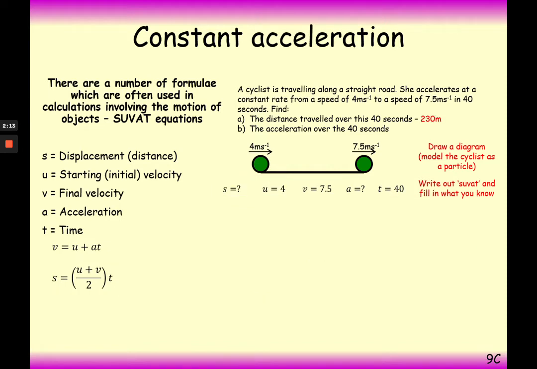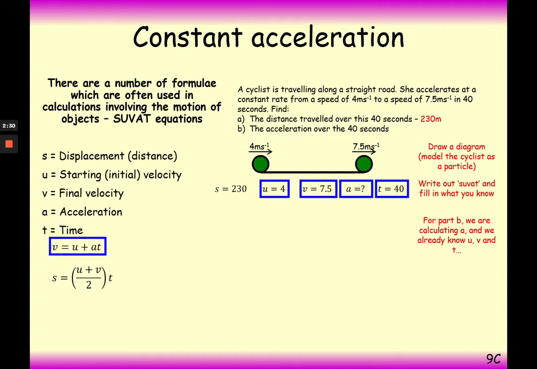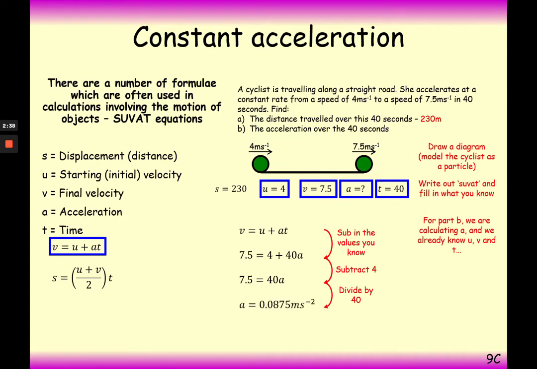We'll look at an example where that's more complicated later on. Then to find the acceleration, we're going to use the other SUVAT equation. We can put in the value of S we've got now, which is 230, although we're not going to use it at the moment. We've got these four values, so we're going to use the first equation, sub the values you know in, rearrange it, and you should get A is 0.0875 meters per second squared.